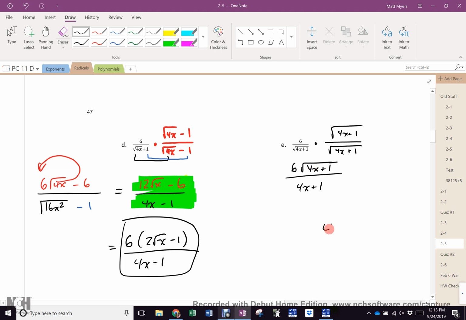If I had this, 4x times 1, could I bring out that 2? Why can't I this time? Because technically, this is all one thing, isn't it? If I were to write this numerator as an exponent, it would be 4x plus 1 to the 1/2, wouldn't it? Right? And am I allowed to put that in and distribute it when it's a plus? No. So I'm done.